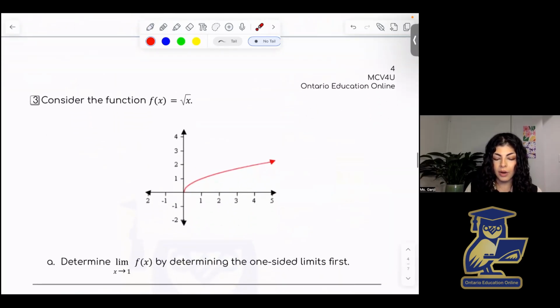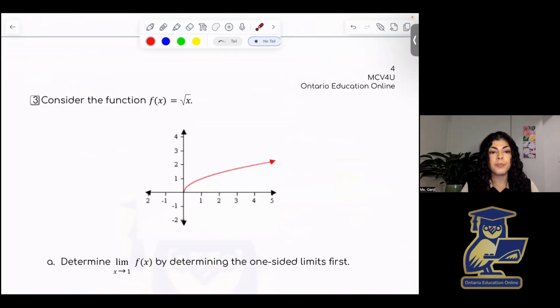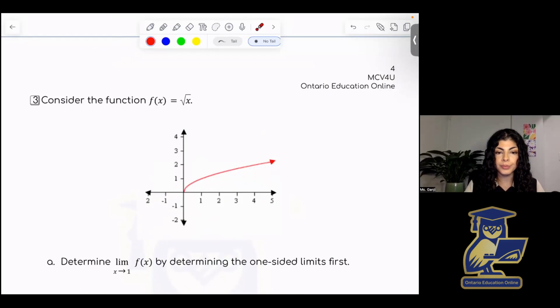Now let's look at our root function, and it's just our parent function. So f of x is equal to square root of x. And here you're asked to determine the limit of the function as x approaches 1 by determining the one-sided limits first. So give it a try on your own.